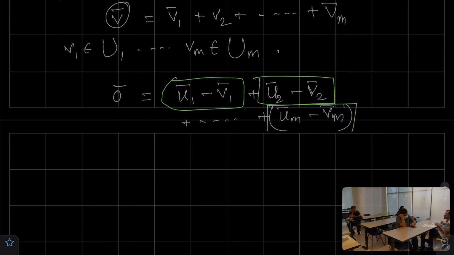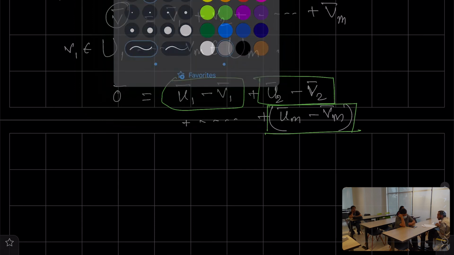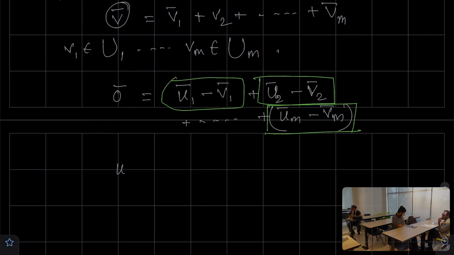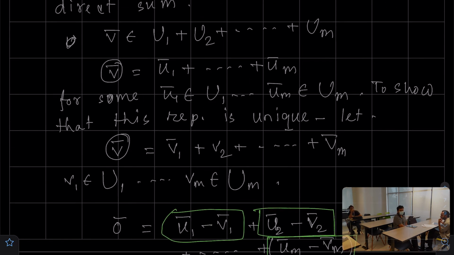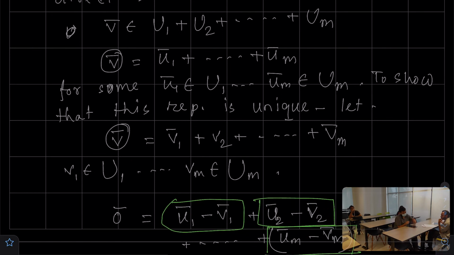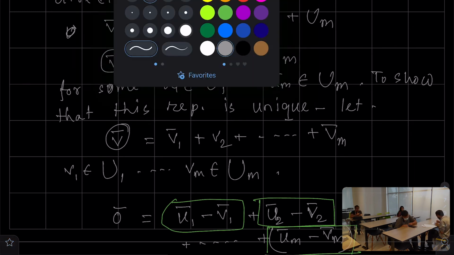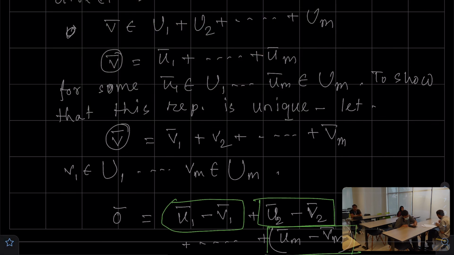Each of these will be 0. Then you have to invoke the condition that u1 is in the subspace with u1. Yes, u1 already did. The vector is also in the subspace u1, so the whole thing u1 minus v1 is also in the subspace because that's a subspace. All these things in the bracket belong to the respective subspace.